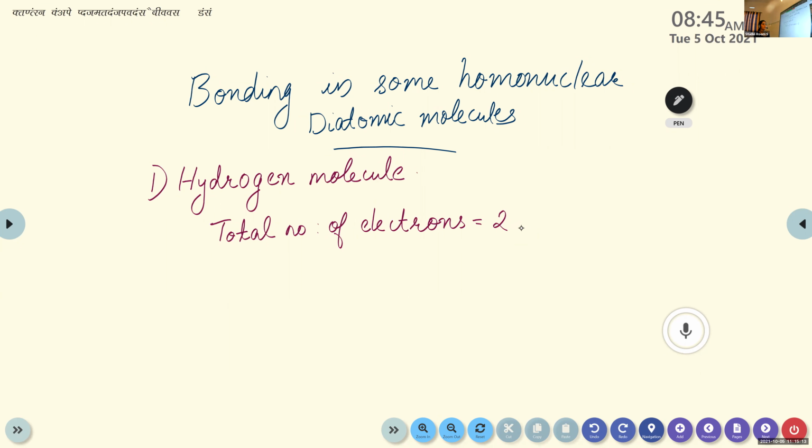Now we are going to write the electronic configuration, molecular orbital electronic configuration of this hydrogen molecule. So next one, molecular orbital electronic configuration.